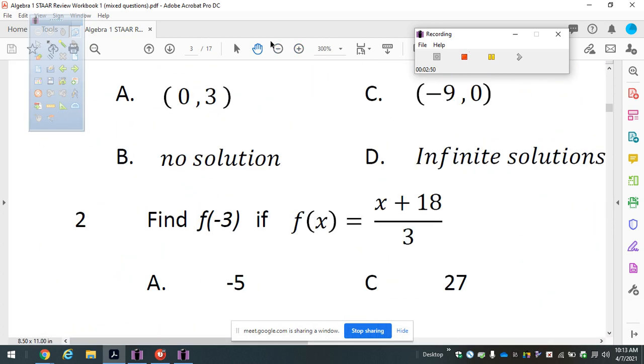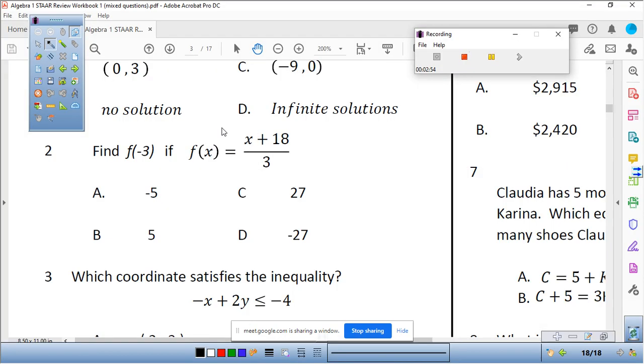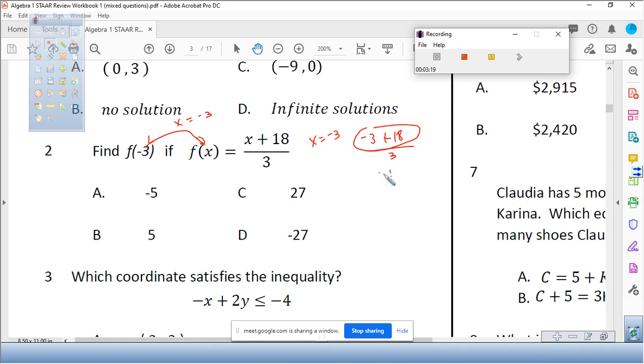Again, I can't tell you what to do on this one. The sky's the limit. I'm not afraid of math, so when I look at this one, I'm going to say this is really easy. How you want to do this one? This is basically saying that x is equal to negative 3. So plug in x as negative 3. You have negative 3 plus 18 over 3. The top gives you 15, which gives you 5. Really easy.